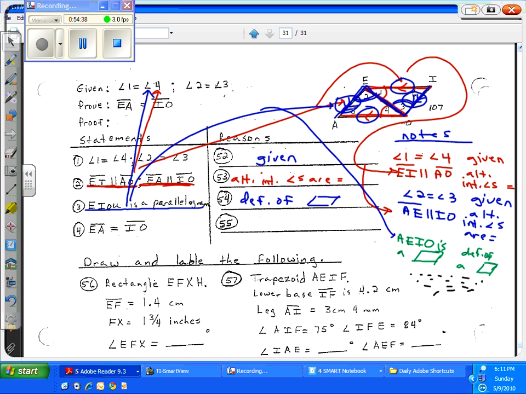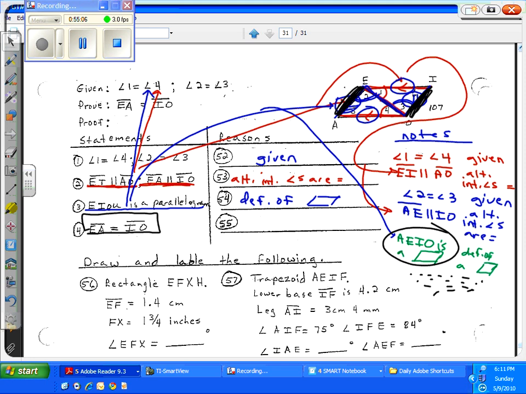Now, the next thing is what we're trying to prove, and do not put prove right here. Prove is not a reason. This is what we're trying to prove, and we need a reason that's a theorem. Now, we're trying to prove that AE is equal to IO. AE is equal to IO.